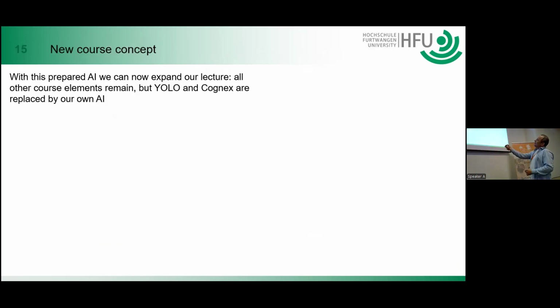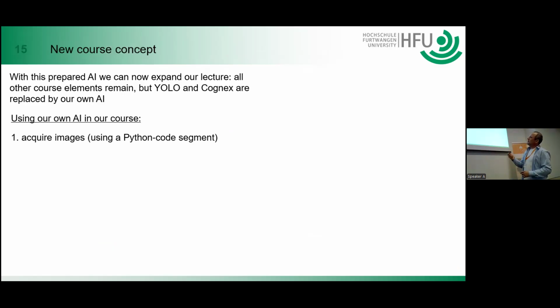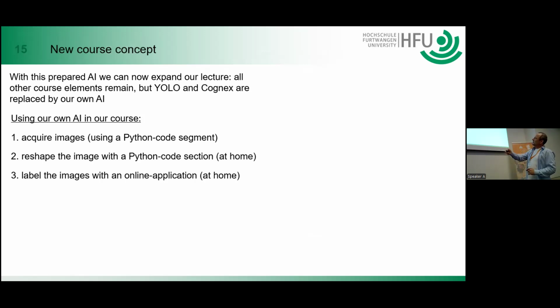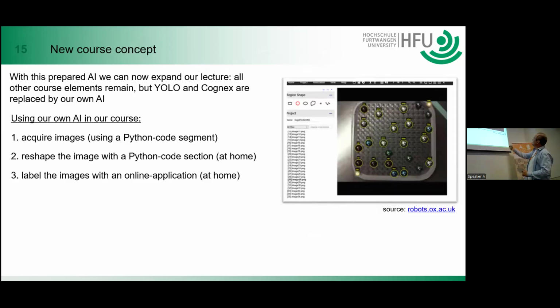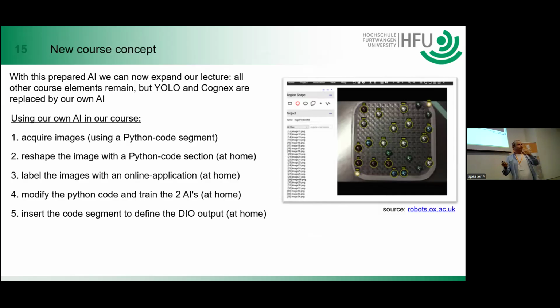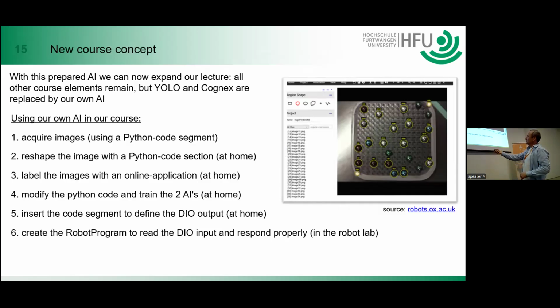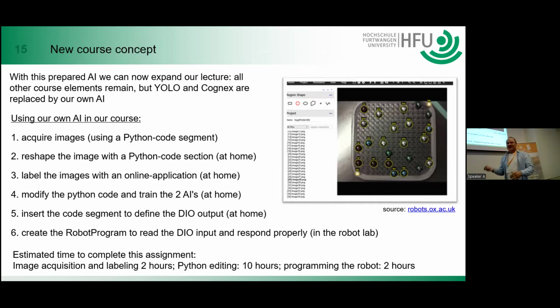Now, with all of this AI now available, we can use our own AI network for expanding our research. So we will tell the students to acquire images, and as you know, labeling images is one of the foundations of modern AI. Data is everything. Then they should reshape the images with some other code segment. They must label the images, and there we use some nice internet page from Oxford. Then they have to modify the Python code and create the code which does the encoding and decoding sequence. Then we create a robot program, and then the setup is hopefully complete.